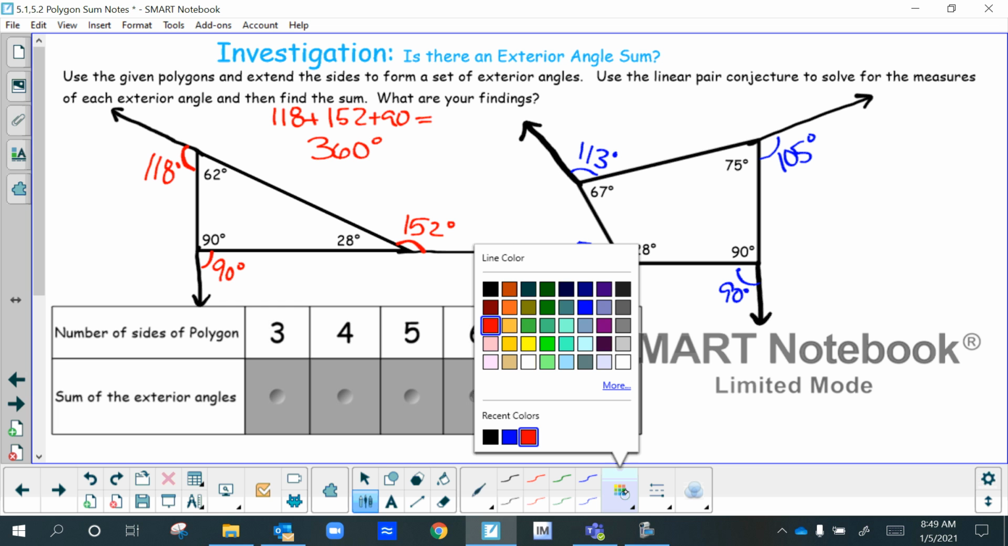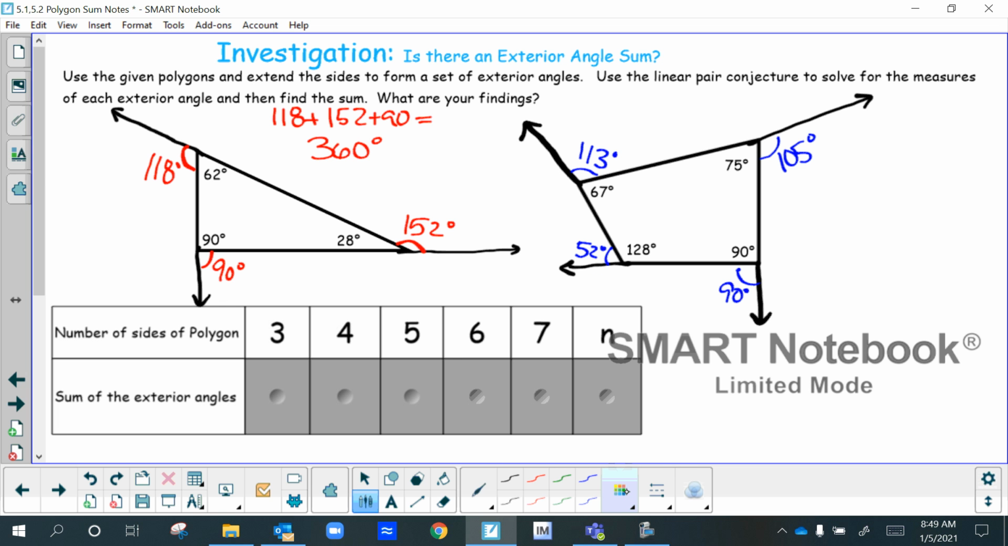Okay, let's do this polygon over here, the quadrilateral. So I'm going to add 105 plus 113 plus 52 plus 90. Okay, my calculator went crazy. So let me try that again.